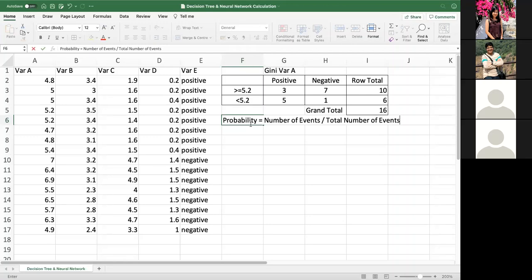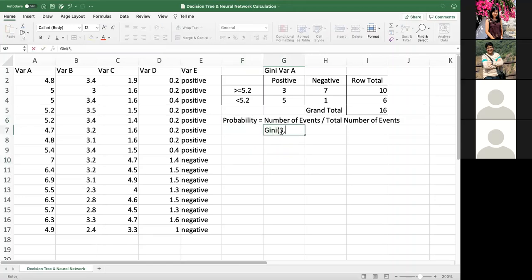Okay. So this decision tree uses probability. Probability is the number of events divided by the total number of events, right? Once you're done, please say, I will start. Done, sir. Now, let us calculate Gini of the first row.